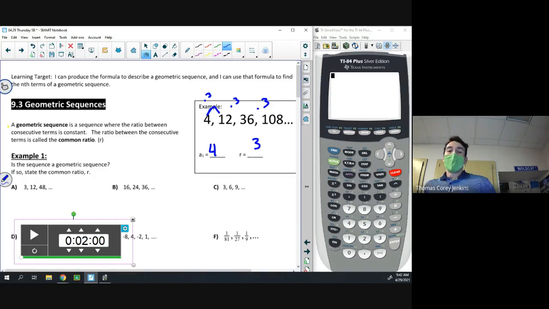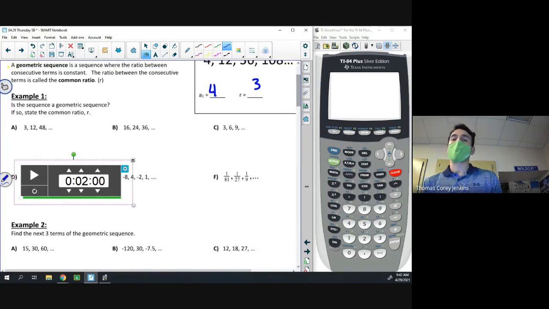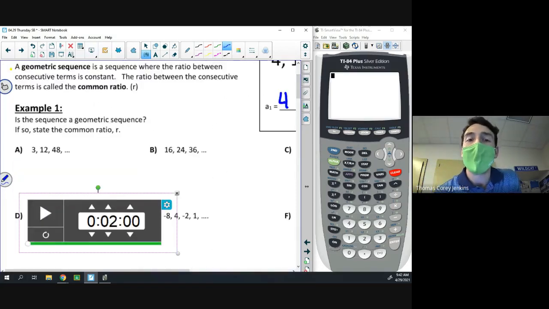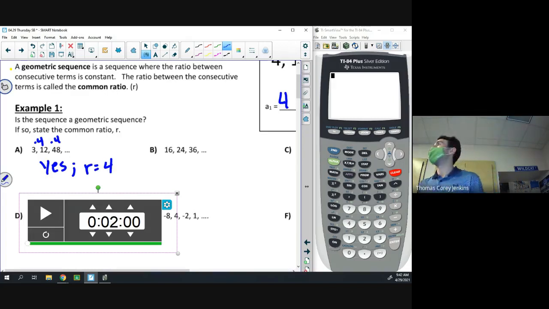All right. So looking at A, well, the directions for example 1 are identify whether or not it is a geometric sequence, and if it is, then what's R? Okay, so some of them are kind of obvious, like A. We can see that 3 times 4 is 12. 12 times 4 is 48. So this would be a yes, it is a geometric sequence where R, being the common ratio, is 4.